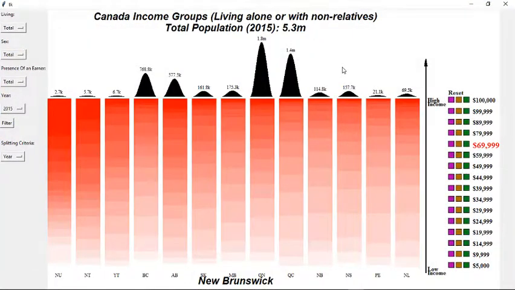Hello, my name is Firdaus Ahmed, and I am visualizing income distribution of Canada, particularly those who are living alone or with non-relatives. I'm working with a data set for approximately 5.3 million people. These are actually stacked bar charts, ordered from low income to high income groups.